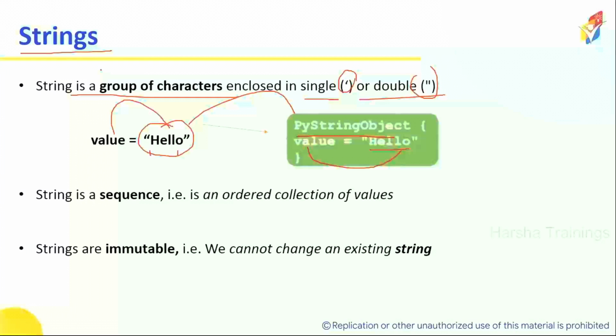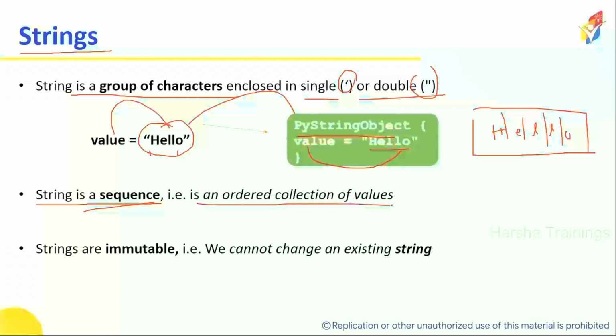Second point is, if anyone asks you what are the features of strings, you have to say these 3 points. Python string is a sequence. What is the meaning of sequence? If I want to store hello, all the values will be sequentially stored in the memory. H E L L O, each and every character will be stored sequentially in the memory. That is called a sequence. That means it is an ordered collection of values.